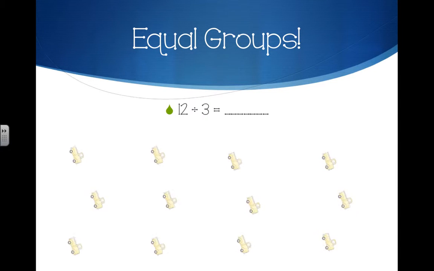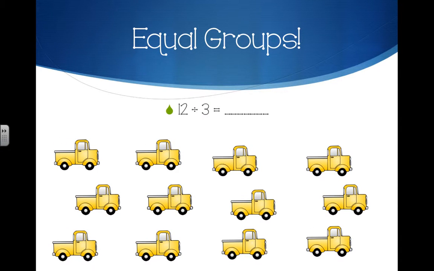Now we're going to work on equal groups. We will use the same equation, 12 divided by 3 equals blank. This time we're going to use toy cars to represent our 12. Now we're going to circle groups of 3.